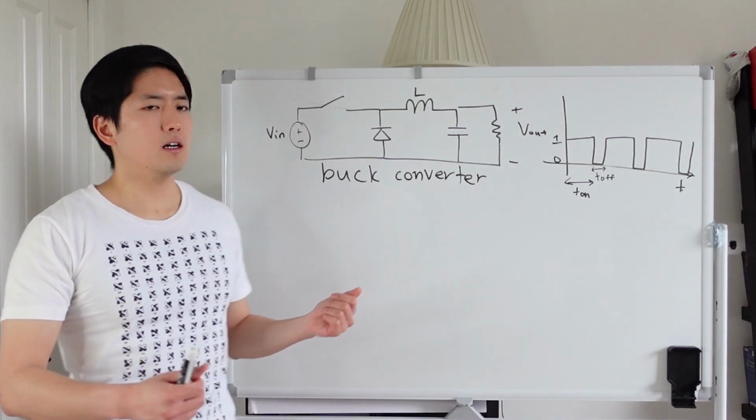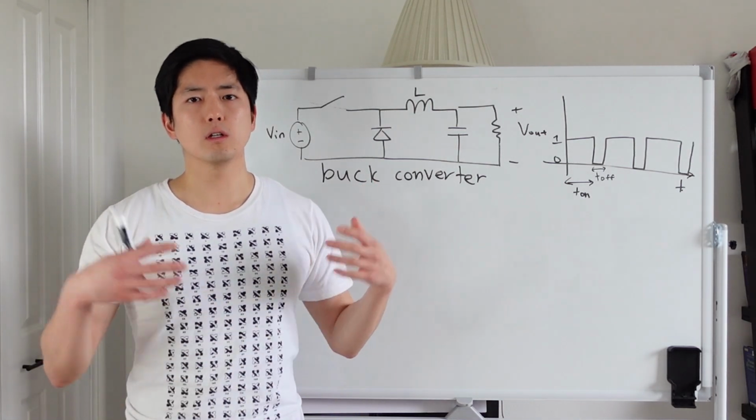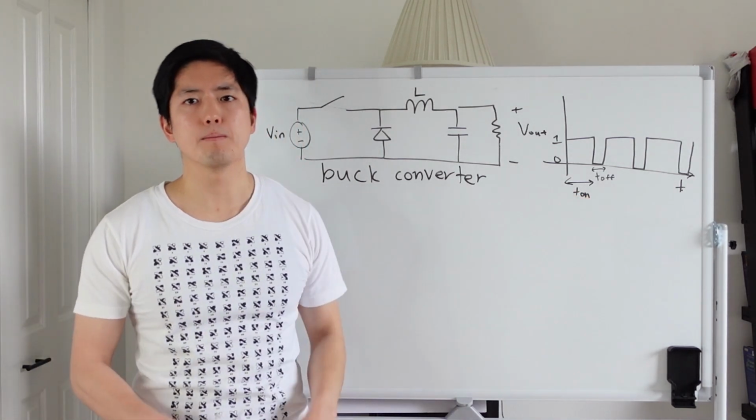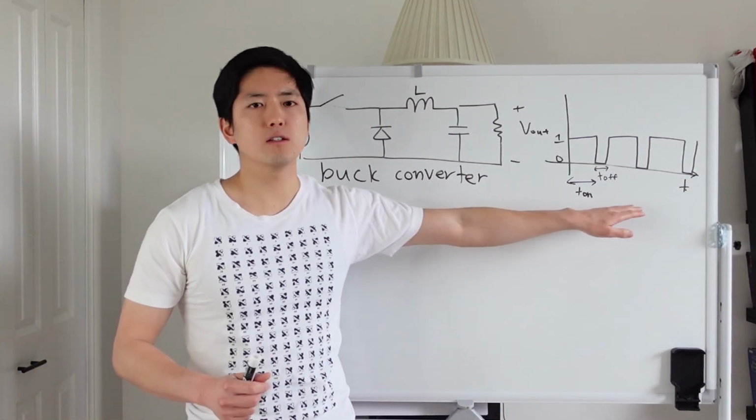And depending on the parameters you want with your circuit, might change efficiency as well as other factors, you might adjust the total period here. But we won't go into that in this video. So for now, just focus on this T on, T off ratio.